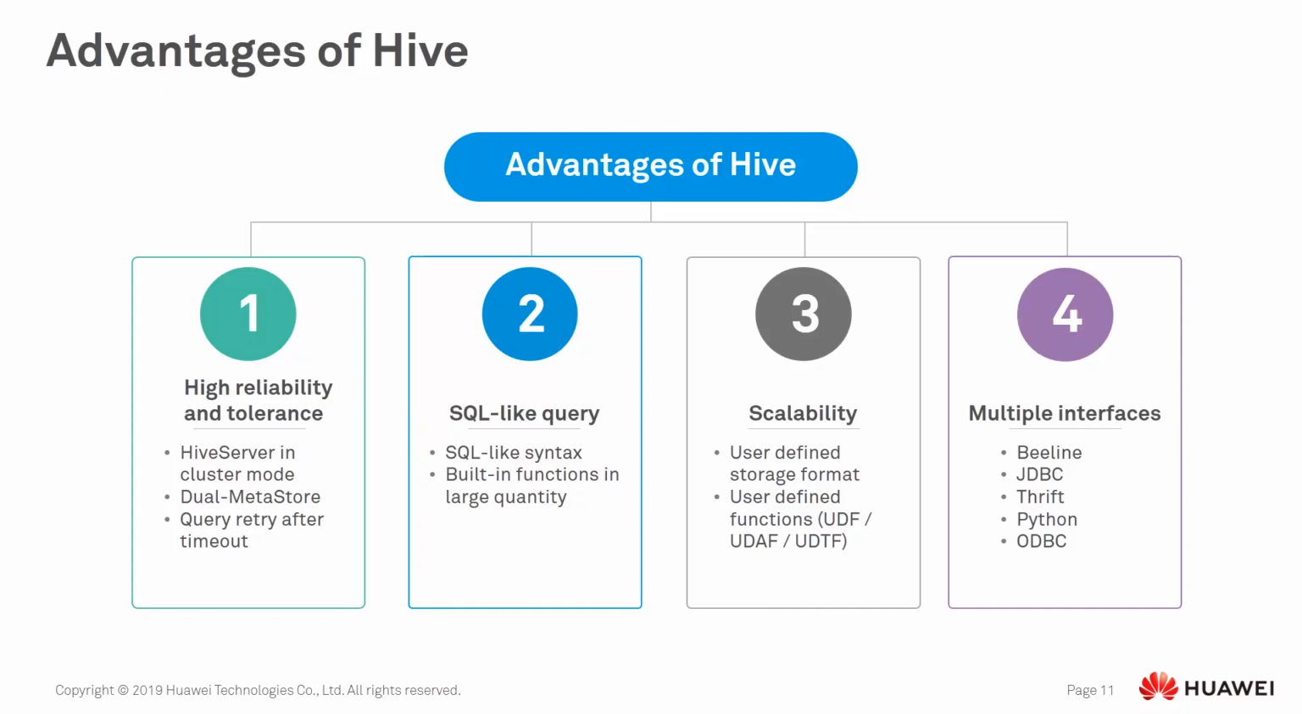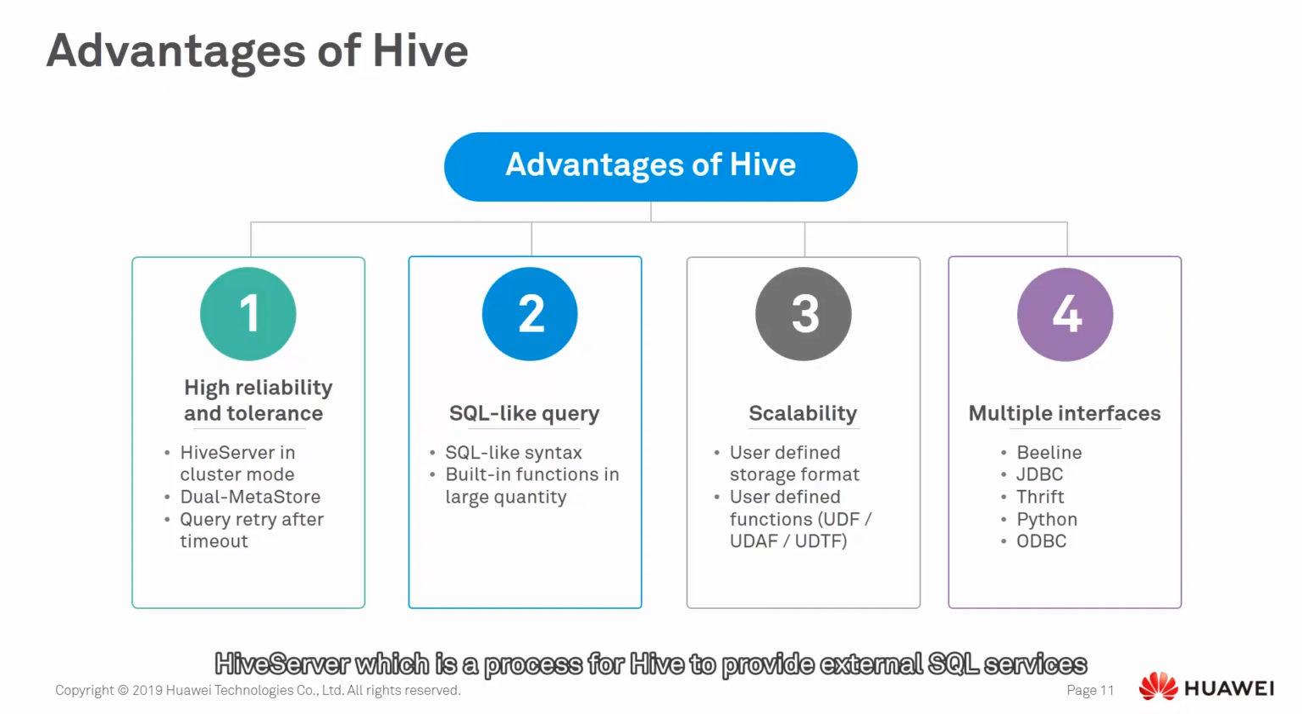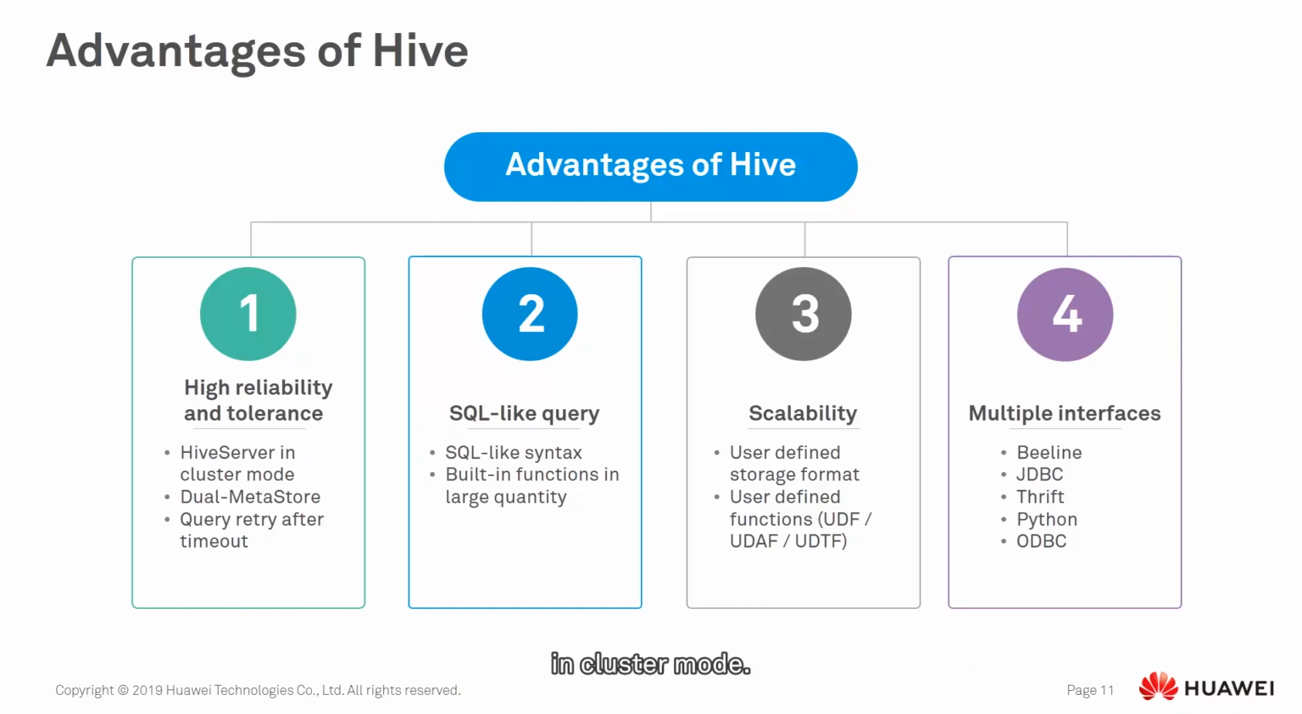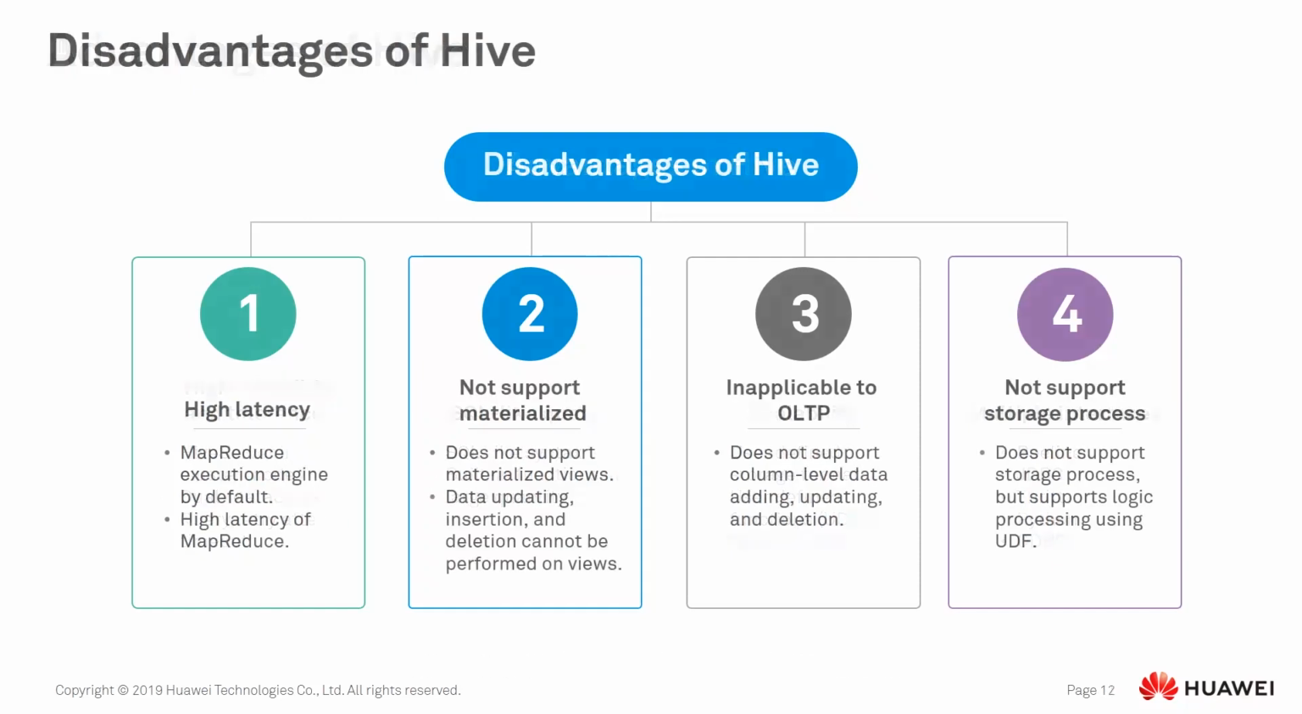Hive has some advantages. For example, HiveServer, which is a process for Hive to provide external SQL services in cluster mode, dual Metastore, which provides metadata information, and a query retry after timeout, make sure high reliability and fault tolerance of Hive. It uses SQL query. We can define functions and storage formats, and Hive also has multiple interfaces like Beeline, JDBC, Thrift, Python, and ODBC.